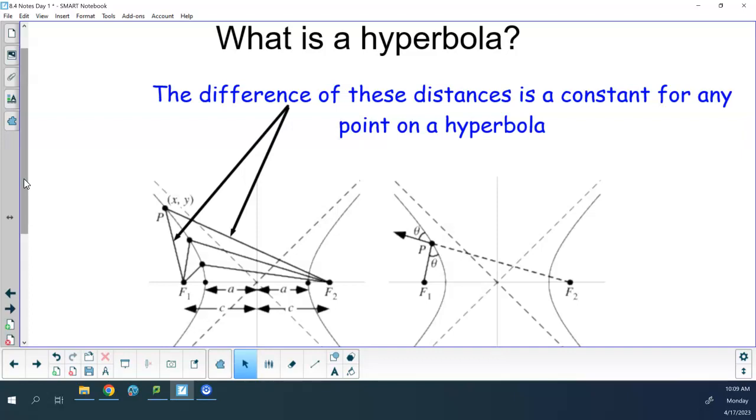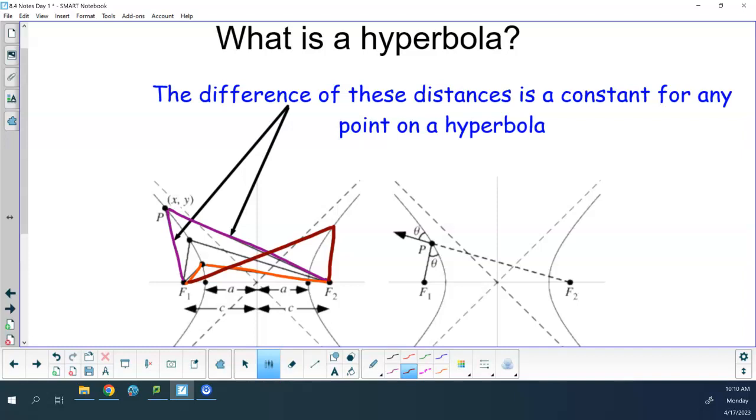So if I were to take any point on the hyperbola, so this minus this is the same as this minus this, is the same as that minus that. Those two subtract. Okay? All of those differences in lengths are constant.